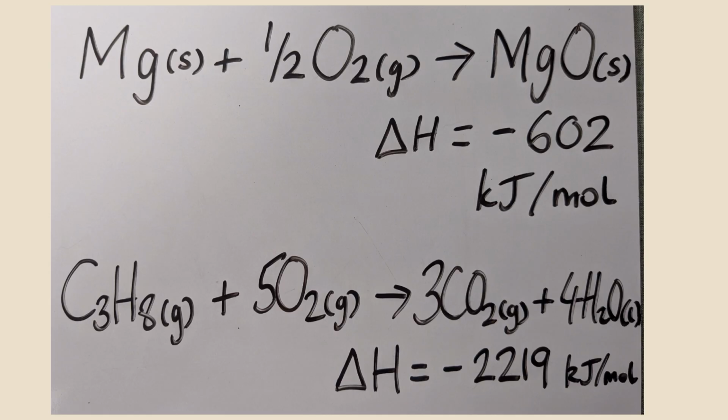Another example equation for enthalpy change of combustion is this one, burning propane. If we look at the enthalpy change value, it's a much larger exothermic value compared to the magnesium one. So that's telling us that when we burn propane compared to magnesium, a lot more energy is released.